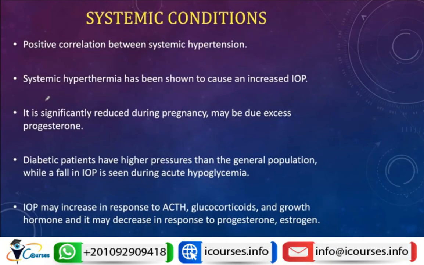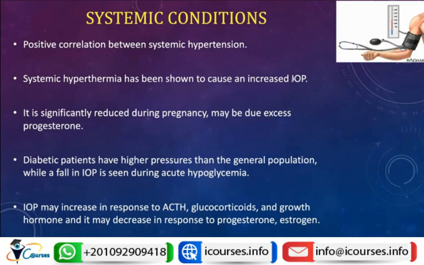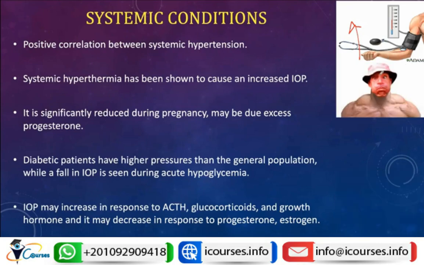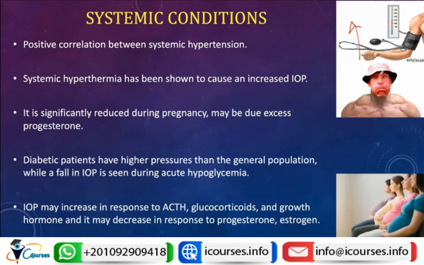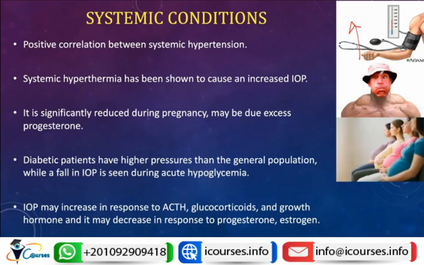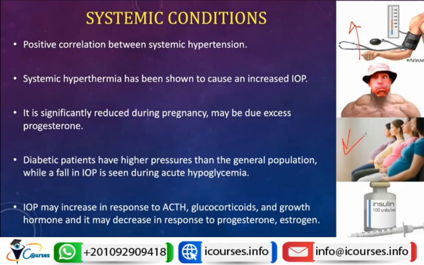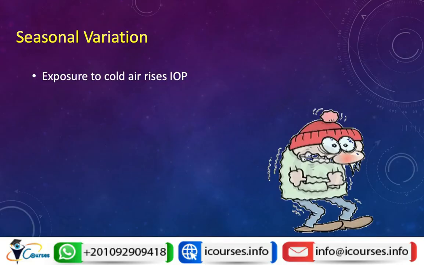Other systemic conditions have been related to the intraocular pressure, such as the blood pressure. It was found that the higher the blood pressure, the higher the intraocular pressure. Also, hyperthermia shows an increase of the intraocular pressure, and in pregnancy the intraocular pressure will be decreased due to the effect of progesterone. Diabetic patients usually have higher pressure, and the intraocular pressure may also respond to different kinds of hormones like the growth hormone. Exposure to cold will raise the intraocular pressure.